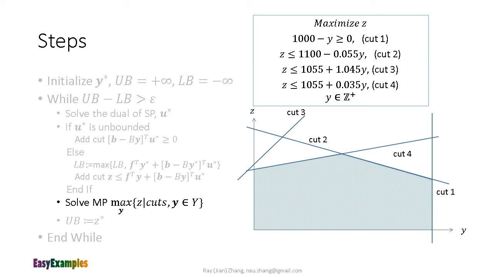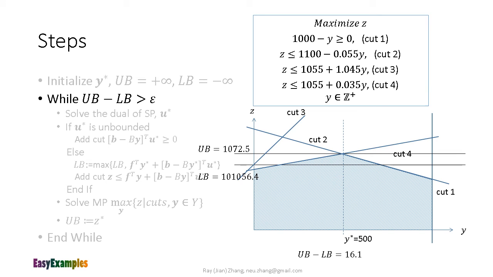The figure shows the feasible region with the 4 cuts added, and after solving this master program, we have the optimal solution of y star equals to 500 and the corresponding objective value z star. We update the upper bound to z star. Compare the difference between the upper bound and the lower bound. We found that the gap is higher than the preset limit, so we continue the iteration.